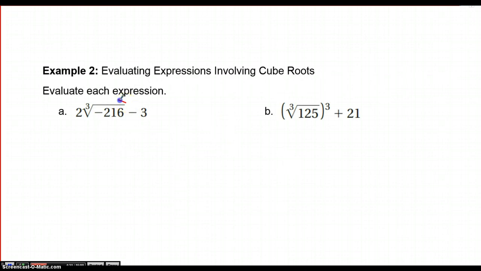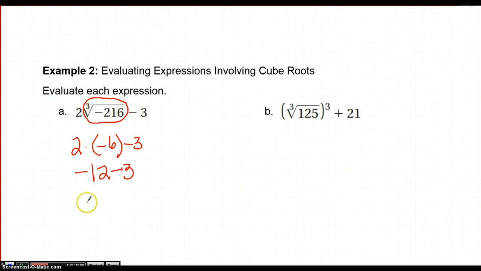The first thing you always do is evaluate the root. So this is the cube root of negative 216. If I put that in my calculator, you type it in exactly like you see it, and it's negative 6. So this would be 2 times negative 6 minus 3. Order of operations, I do the multiplication first, so I have negative 12 minus 3. And with my integer rules, I have negative 15 as my answer.